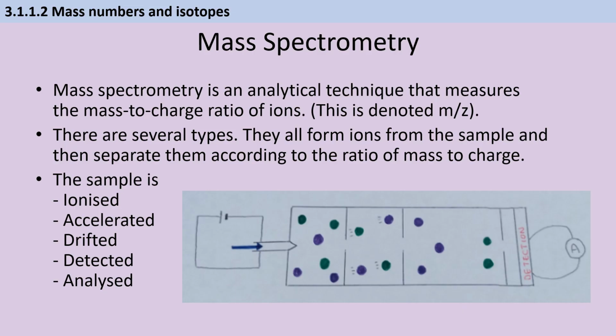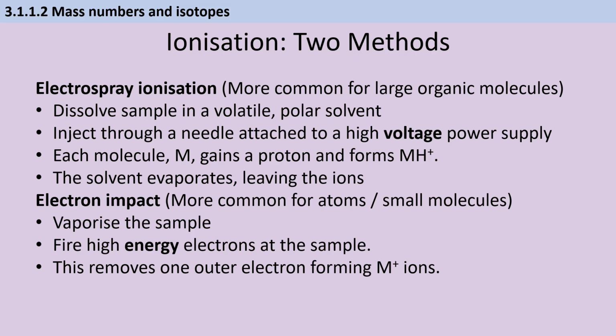You need to be able to talk through the 5 steps of mass spec. The first step in mass spec is ionization, and depending on the kind of substance that you're trying to analyse, you might use one of 2 different methods. If we have a large molecule like a protein that could fragment easily, then we're more likely to use electrospray ionization. This is where the substance is dissolved in a volatile polar solvent like water or methanol, and then it's injected through a needle that's attached to a high voltage power supply.